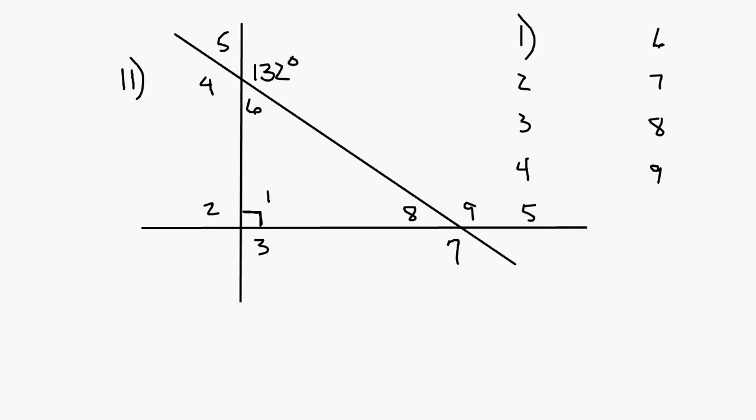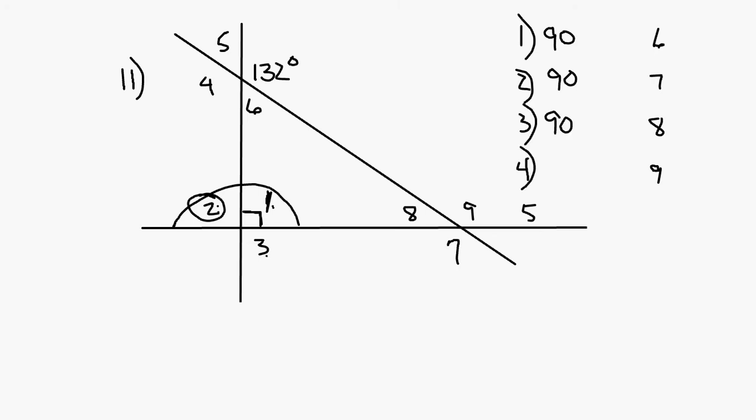Angle 1, that's a tough one, isn't it? Yeah, that's 90. If angle 1 is 90, what's angle 2? What do these two got to add up to? 180 minus 90 is 90. If angle 2's 90, what's angle 3? 90, they're vertical angles.